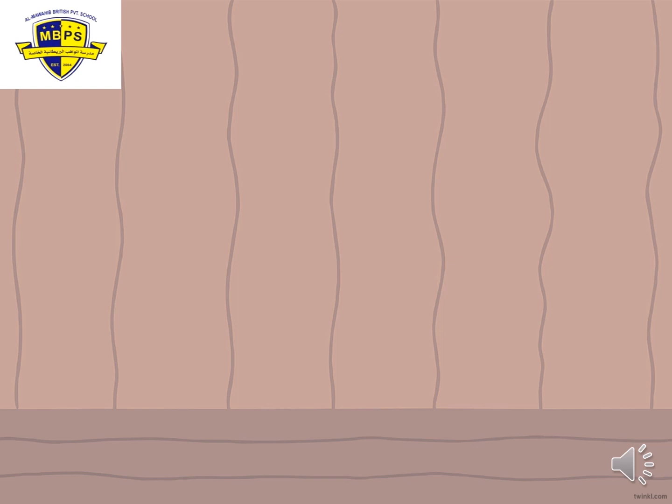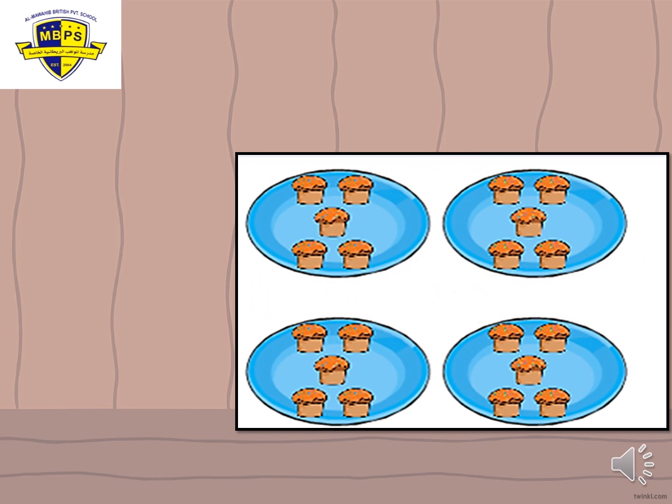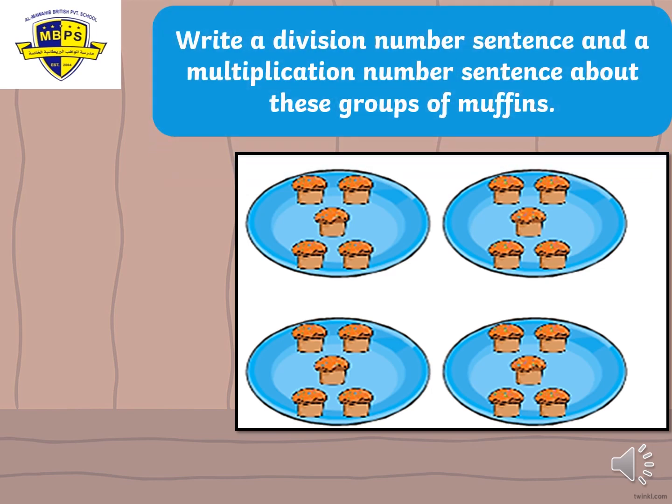I finished my lesson and now it's your turn. Look at these groups of muffins. I have here 4 equal groups of 5 muffins in each. Now what I want from you, write a division number sentence and a multiplication number sentence about these groups of muffins. We learned how to write a division sentence starting with the total number, and we learned how to write a multiplication sentence. So I want you to try to do it by yourself.